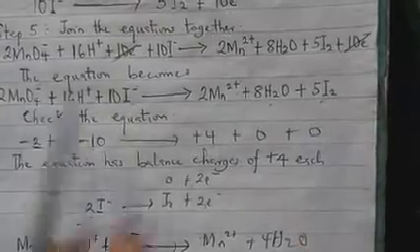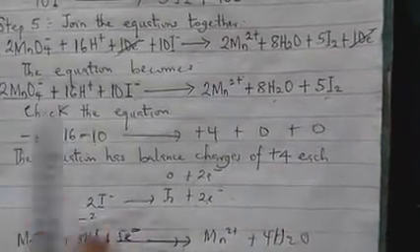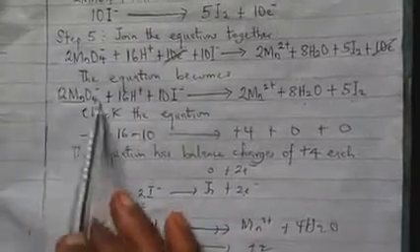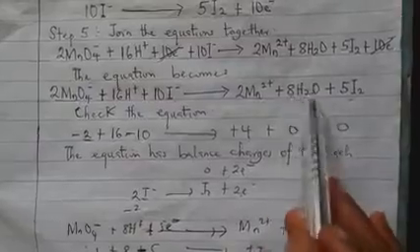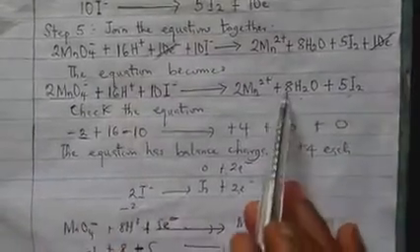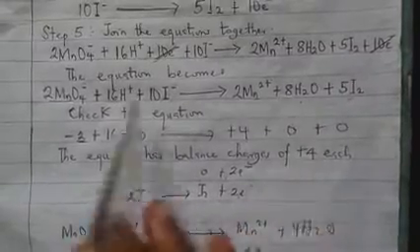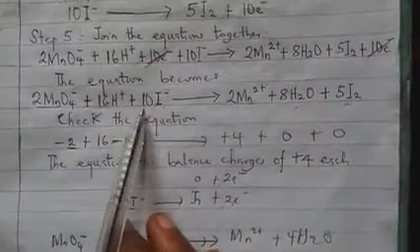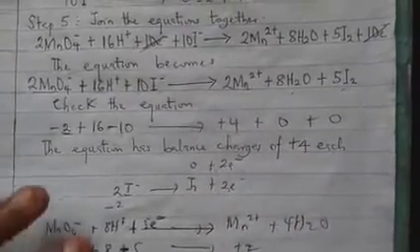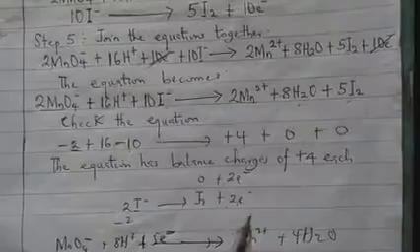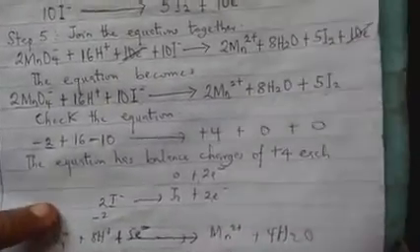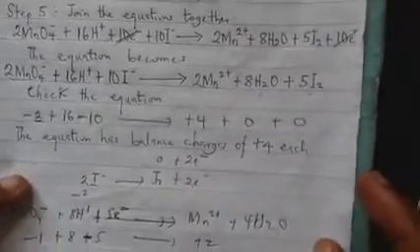Then when you look at whether they are balanced: 2 manganese, 2 manganese. Oxygen here is 8, 2 times 4, 8 oxygen. Let's look at hydrogen. We have 16 here, 8 times 2, 16. Let's look at iodine. We have 10 here, 5 times 2, 10. So this is an example of a balanced redox reaction. I hope with this explanation you're able to know how to balance redox reaction.